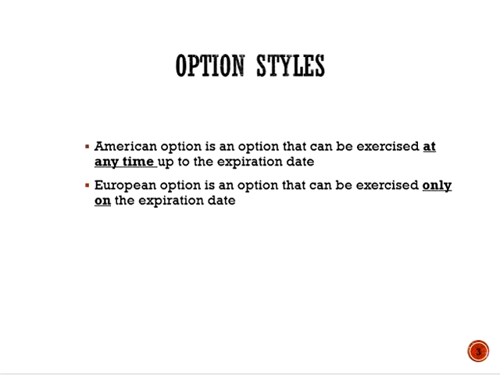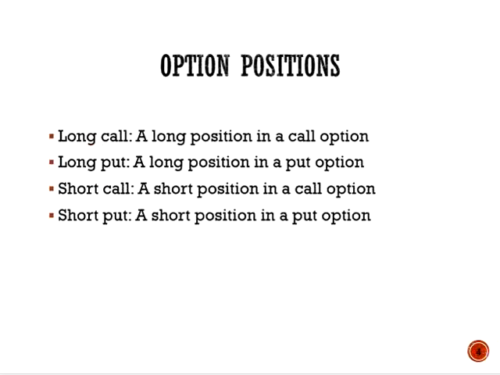Next, we will move to the part of option positions. We have two types of positions, long and short, and two types of options, call and put. As a result, there are four types of option positions. A long position in a call option. A long position in a put option. A short position in a call option. A short position in a put option.